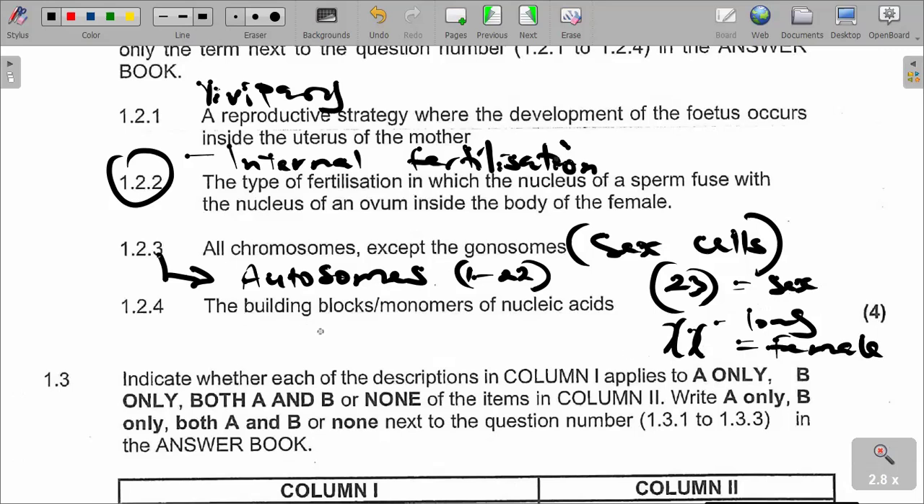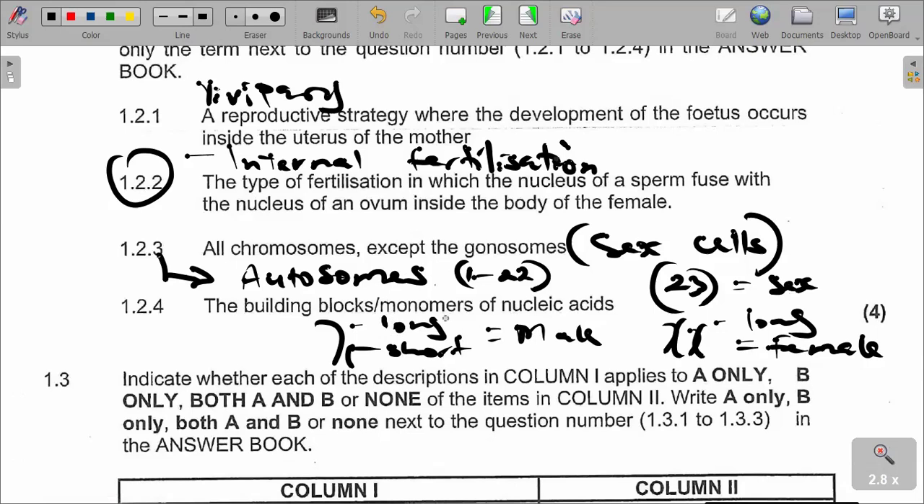And then we also have situations where we have a long and a short chromosome, which is equal to male. I want you to understand that there are situations where you are asked what the gender is given the karyotype. So you need to know that if we have a long and short chromosome, it's a male, and a long alone, it's a female.